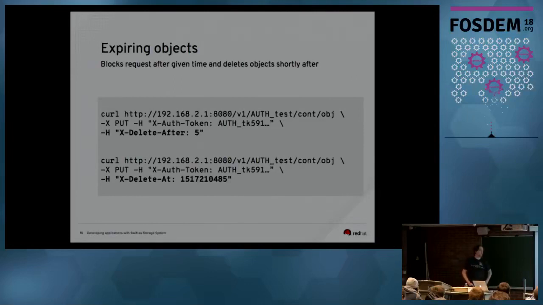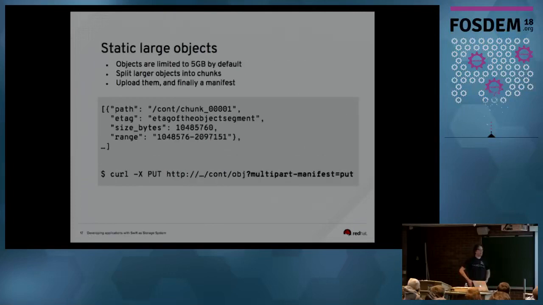What we didn't mention so far today, I think, is that we actually limit Swift objects in size. By default, these are 5 gigabytes. There's a reason for that. Let's assume you have a very large, high-resolution video. Sometimes users are doing that with terabytes for a single file.